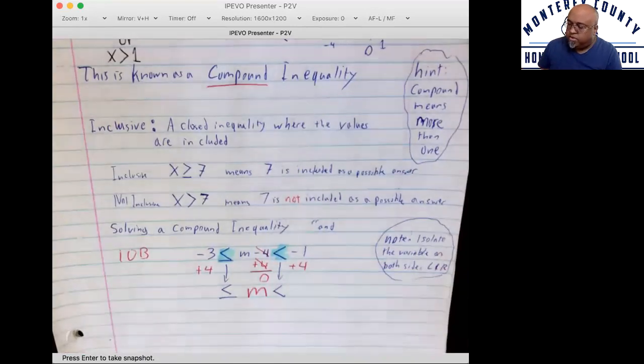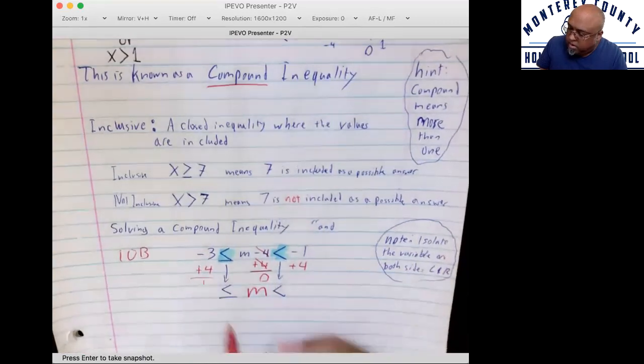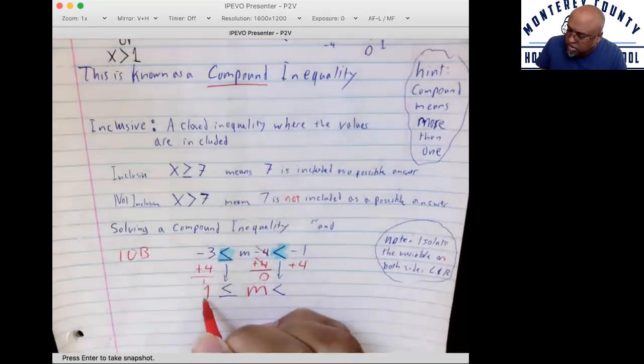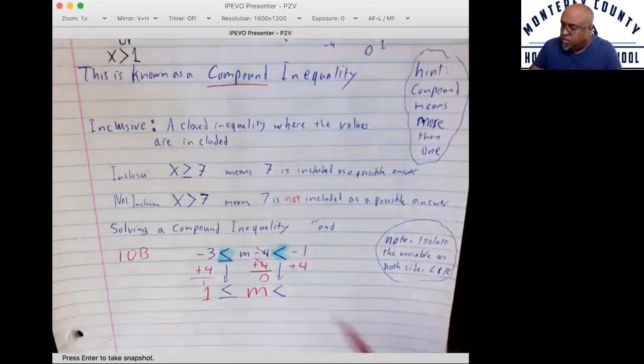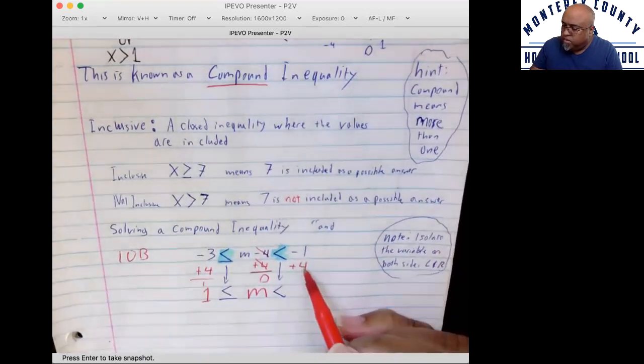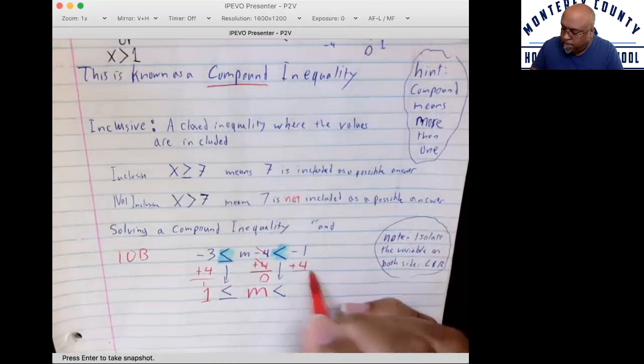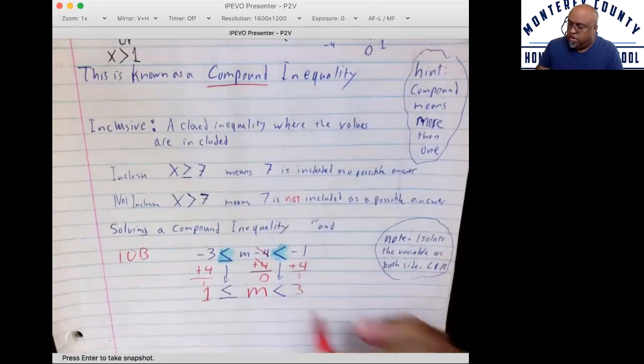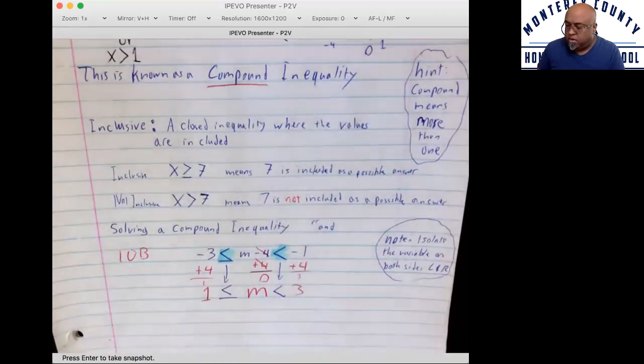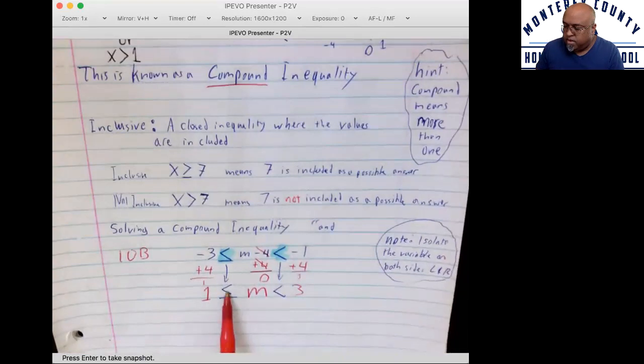Now let's solve on both sides. What is negative 3 plus 4? That would be 1. So I'm going to go ahead and write 1 in my next level here. What's negative 1 plus 4? That's the same as saying 4 minus 1. So that would be 3. Positive 3. So I now have the statement 1 is less than or equal to m, which is less than 3.